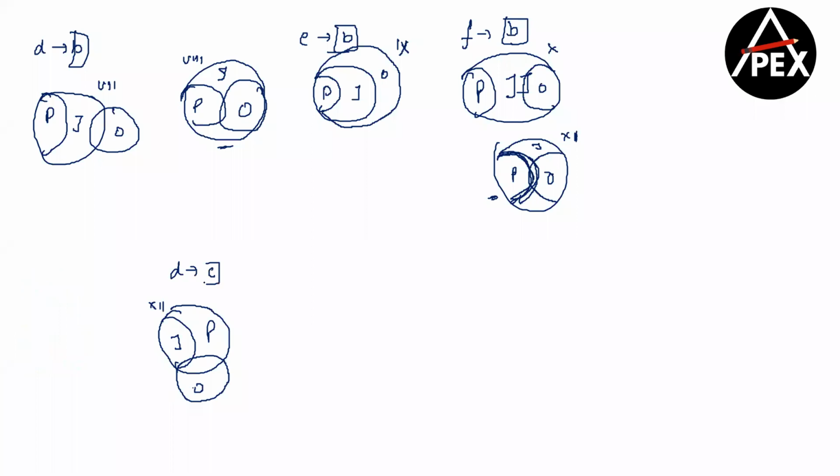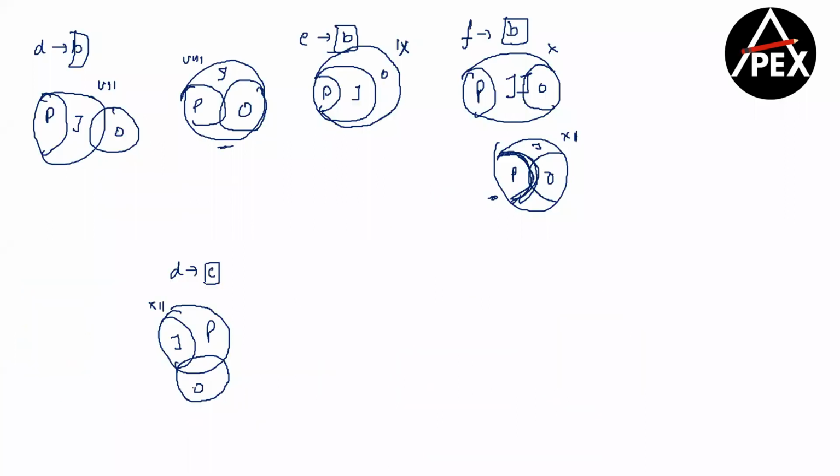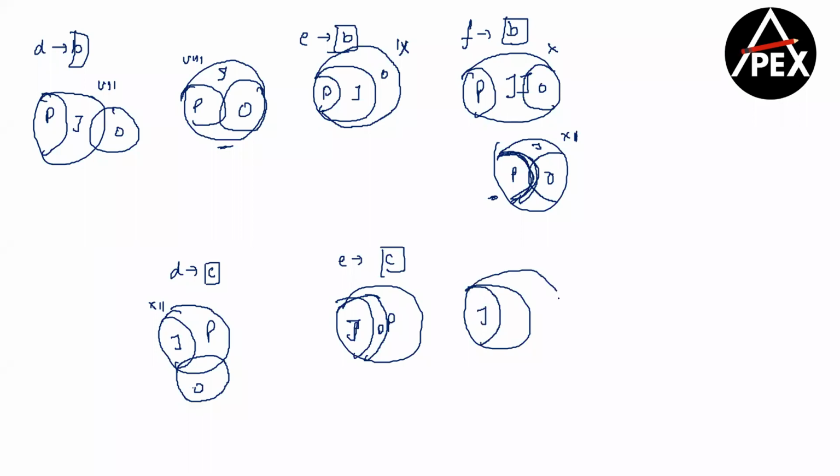What about E through C? Again, J is inside P, J is inside O. So E through C, first thing, J is inside P. Again, J is inside O. So there are two possibilities. Maybe O is inside P, or if J is inside P and J is inside O, maybe this is also a possibility.